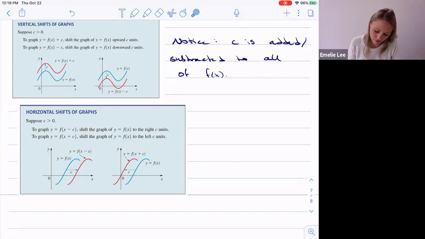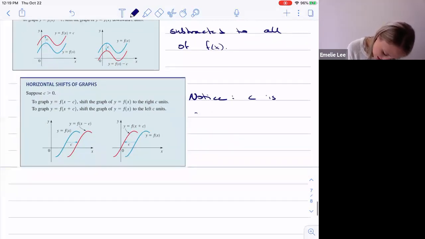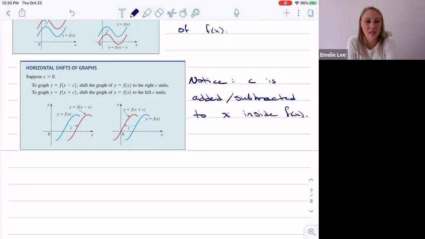And so you want to shift the graph to the left c units. It actually behaves kind of differently. So here we're going to notice that c is added or subtracted to x inside f of x, right? So it's the x that's being manipulated, and just remember that, at least for me, it moves the opposite way that you want it to. I actually find it helpful if I remind myself, oh, it does the opposite of what I think it's going to do.